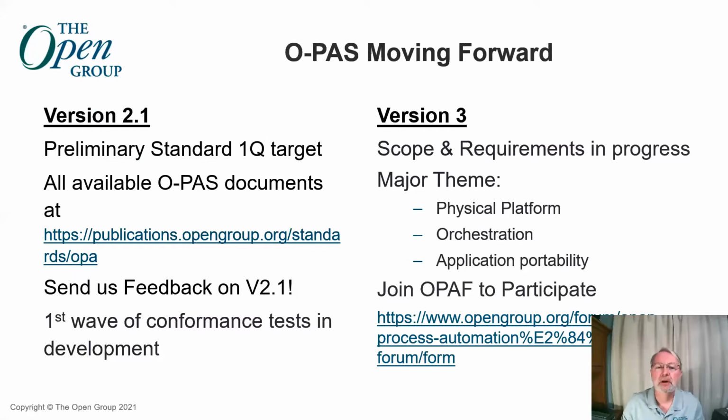Moving forward, OPAF version 2.1 will be released as a preliminary standard in the next couple of weeks. You'll be able to download it, as with all the OPAF standards, at this website. Please send us feedback. Your feedback will help improve version 2.1. In parallel to the release, work is going on the first wave of the conformance tests. When that's done, Waves 2 and 3 will follow. And also, version 3 is being worked on. Scope and requirements are in progress. We expect the major themes to be physical platform, orchestration, and application portability. To participate in this, or just to watch and hear what's going on, please join OPAF.